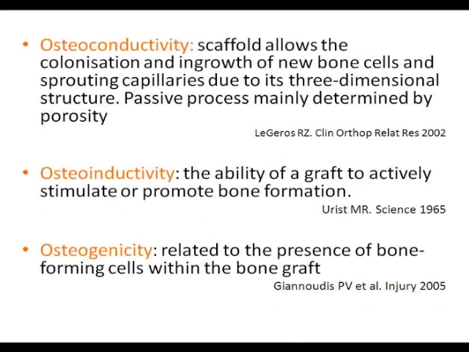Just to remind you that osteoconductivity is a scaffold which has the ability to be colonized and to support the ingrowth of new bone cells and the sprouting vessels inside. Osteoinductivity is the self-property, the self-ability of the graft to promote bone formation. Osteogenicity is related to the presence of bone-forming cells within the bone graft. And really, we are working on that.